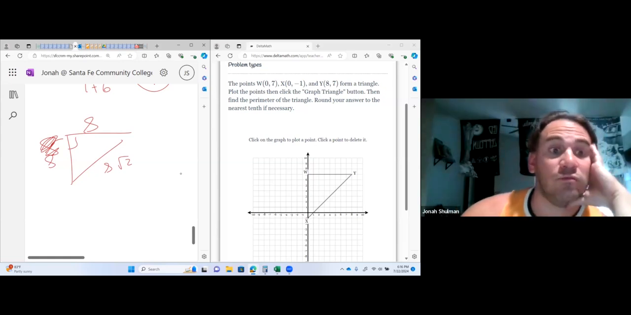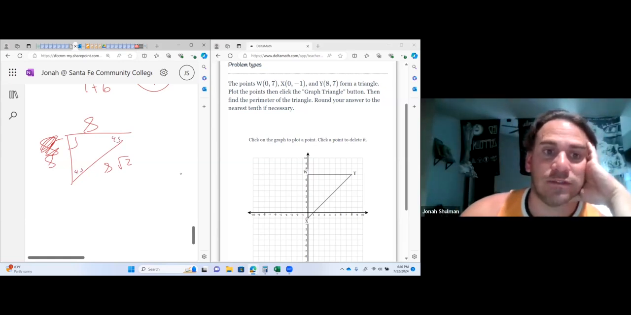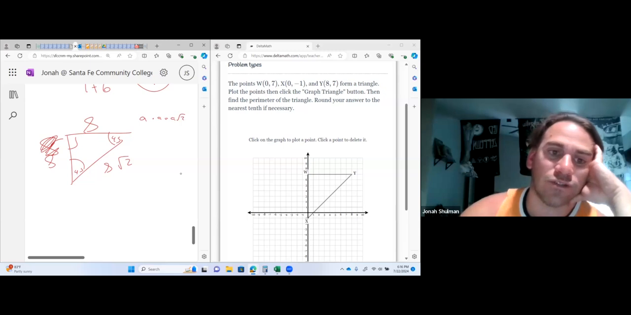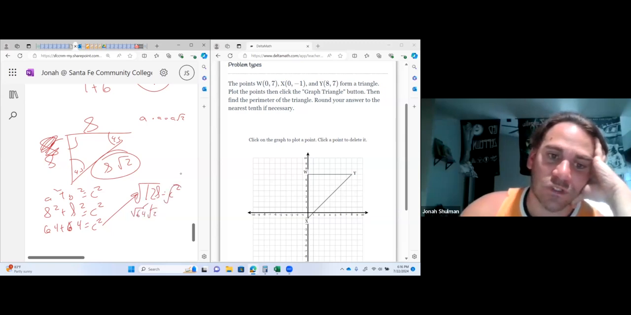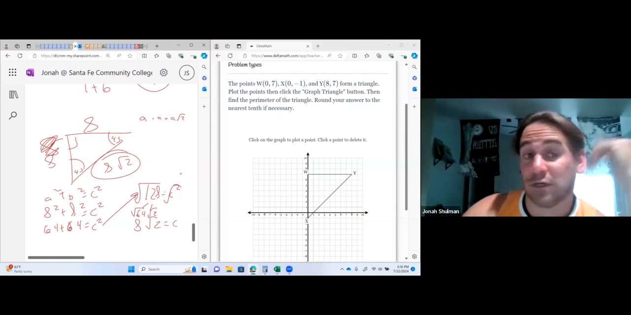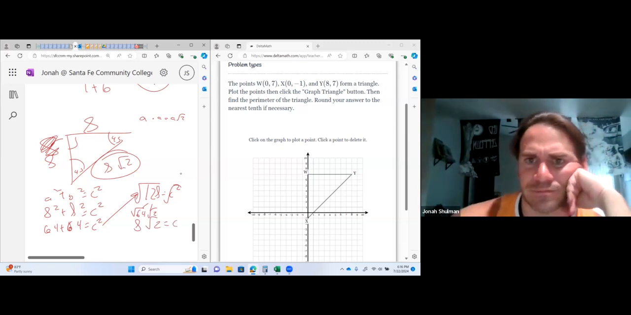Now, how do I do that in my head? Well, these are both 45s. This is an isosceles right triangle. So isosceles right triangle is always a radical 2. I'll show you. So if I did a squared plus b squared equals c squared, I've got 8 squared plus 8 squared equals c squared, because we don't really know this yet. 64 plus 64 is c squared. That's 128 equals c squared. You take the square root, you take the square root. This is really just square root of 64 times 2, 8 radical 2. So it works every time. It's always number, number, number, radical 2.